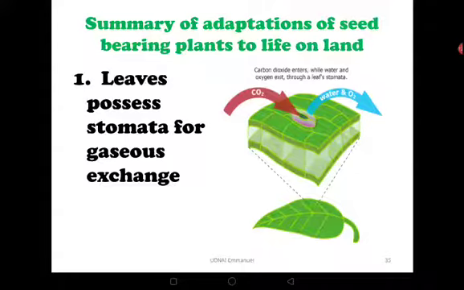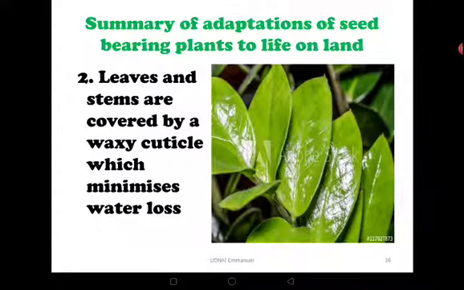One, the leaves possess stomata for gaseous exchange. So they have numerous stomata. Some plants have very numerous stomata to allow gases to be exchanged. And then other plants, the leaves and stems are covered by a waxy cuticle, which minimizes water loss. Because we said one of the challenges plants face is they are likely to lose water and dry out. So some plants have developed a waxy cuticle. You can see that waxy cuticle, which is waterproof and prevents water from evaporating.